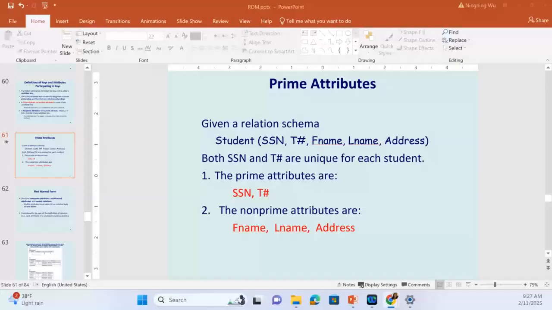So, good morning, everyone. Today we are going to finish this relational data model, and focus more on the normal forms. In the last class, at the end, we discussed some concepts. One is the super key and the key.